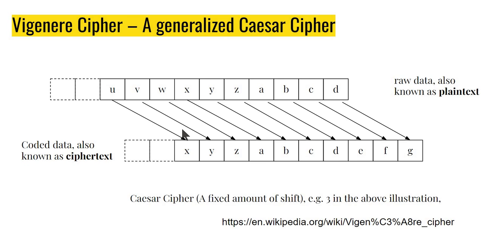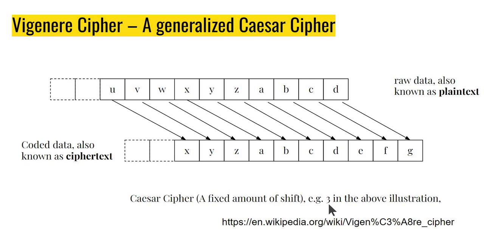Now, this is a French word, so pardon me if my pronunciation is not absolutely accurate, but let's focus on the idea. Basically, this is a form of a generalized Caesar cipher. Now, remember the way the Caesar cipher worked is that we shifted every letter, which is also known as plain text, by a certain fixed amount.